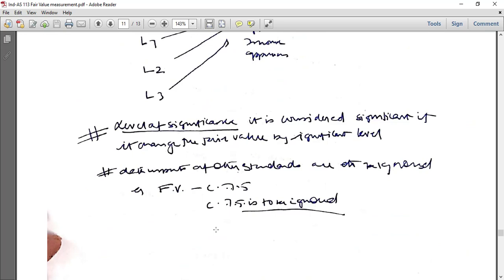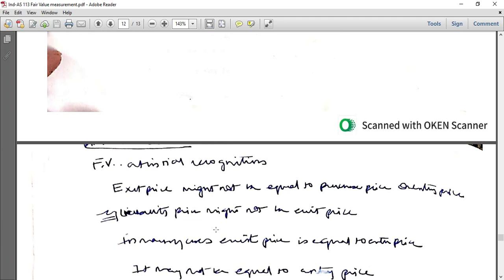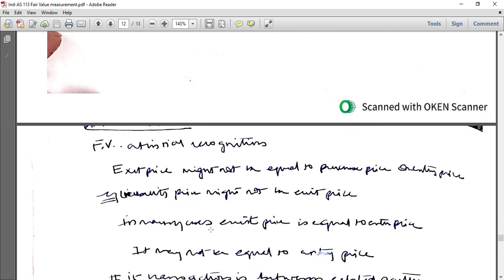Application issues. Fair value at initial recognition. Exit price might not be equal to purchase price. Liability price might not be the exit price. If the transaction between related parties is forced, or the unit of account is different, then the unit of account is measured as fair value.